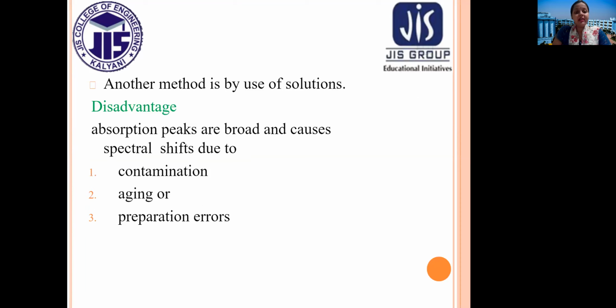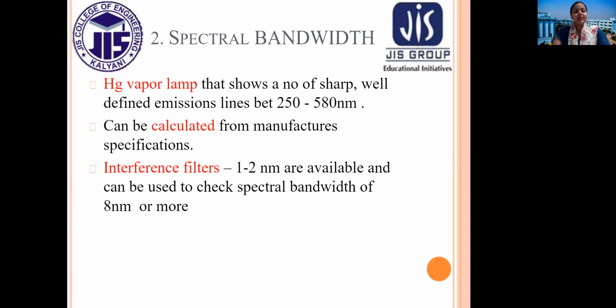Now, what are the disadvantages? Absorption peaks are broad and cause spectral shifts due to contamination, aging, or preparation error. These are the disadvantages of absorption peaks. Second is spectral bandwidth. Here, a mercury vapor lamp shows a number of sharp, well-defined emission lines from 250 to 580 nanometer. It can be calculated from the manufacturer specification. An interference filter of 1 to 2 nanometer is available and can be used to check a spectral bandwidth of 8 nanometer or more.